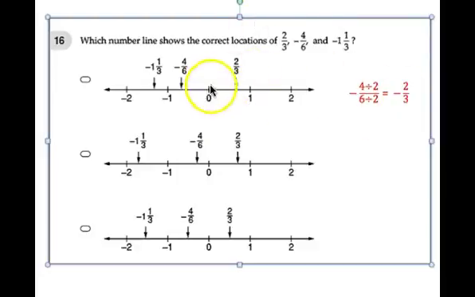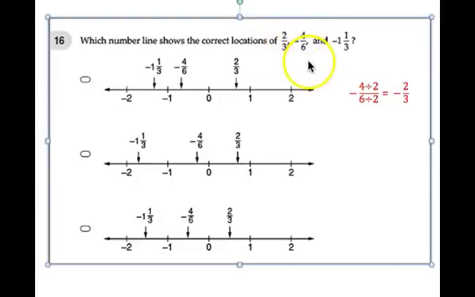Now, let's see which number line correctly shows the locations of these. So here is 0, 2/3. Yes, that's more than halfway. That looks to be correct. Let's just look at 2/3 first. That one's correct. This one looks to be correct for 2/3. But this 2/3 here is really located at a half. So this bottom one is incorrect. So it's between these two.